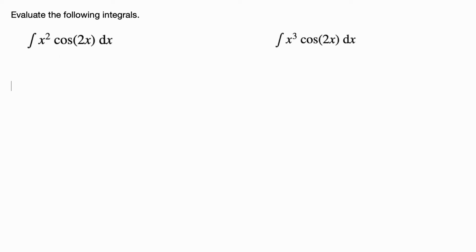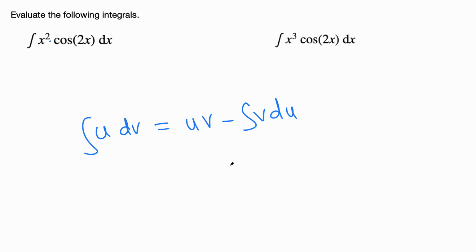Evaluate the following integrals. We have x squared cosine 2x and x cubed cosine 2x, almost the same. We have a product, so we need to use integration by parts, where we have to choose u and dv. When we have the integral of u dv, that's uv minus the integral of v du. And how do we choose u and dv?